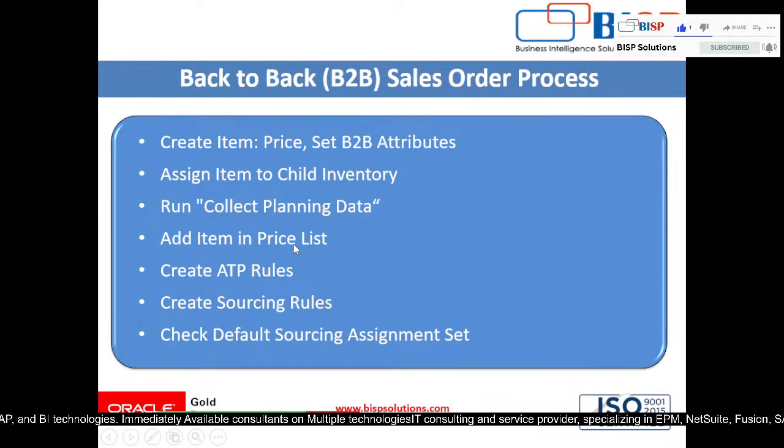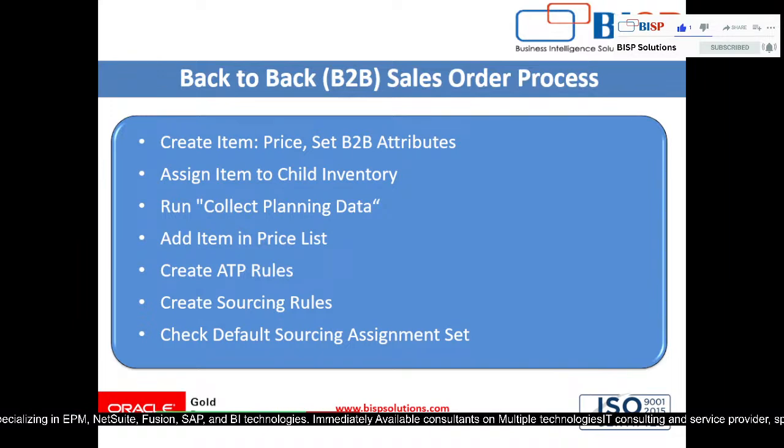So whenever you set the item to the price list, at that time we have to provide the item price for the sell order, right? Suppose you purchase the item at 100 USD, but you sell the item at 150 USD. So you have to provide the price at both the purchase level and the sales level, right? Hope you understand. Now we have to create the ATP rule.